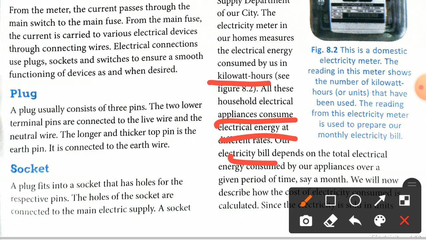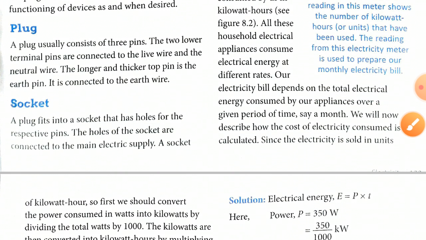Our electricity bill depends on the total electrical energy consumed by us or our appliances over a given period of time. The more energy you consume, the more bill you have to pay to the Department of Electricity. So we will now describe how the cost of electricity consumed is calculated.